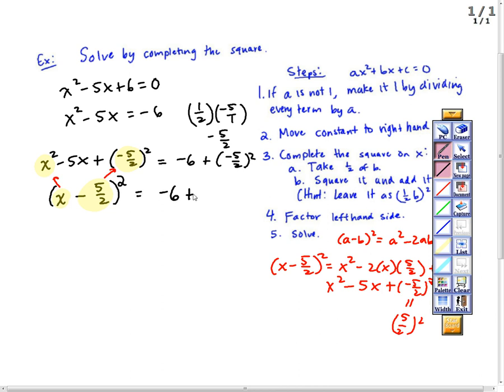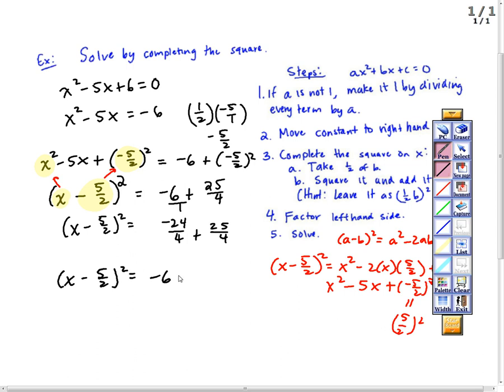So this is negative 6 plus, if I square the top, I get 25. If I square the bottom, I get 4. So I have x minus 5 halves squared equals, I need a common denominator. This is like 6 over 1. So if I make the common denominator, I'll need a 4. So this is negative 24 over 4. I'm sorry, don't want to do that. Now I have a common denominator, so that's negative 24 plus 25, which is 1/4. There we go. I'm going to scroll down.